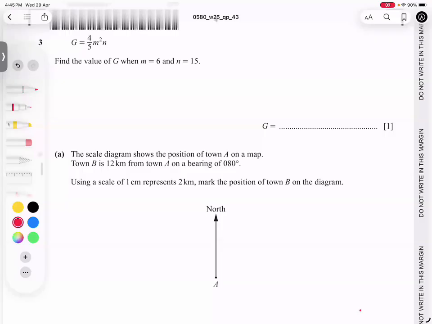Question number 3, students. We have to find G when M is given and N is given. So it's simple: replace and use your calculator. This is 1 mark, easy to get, but do it carefully.